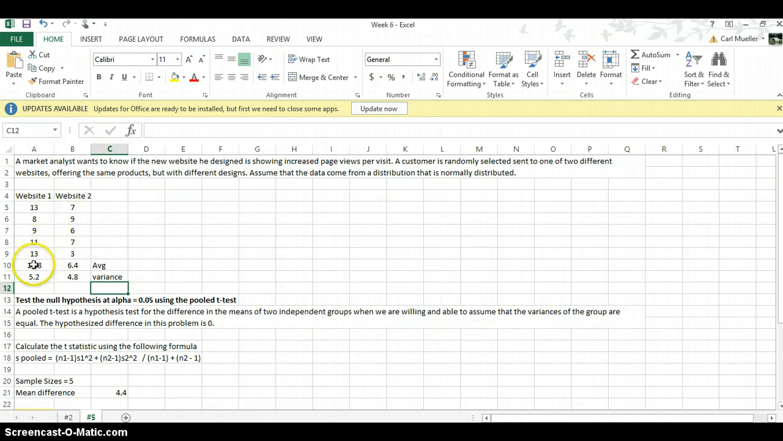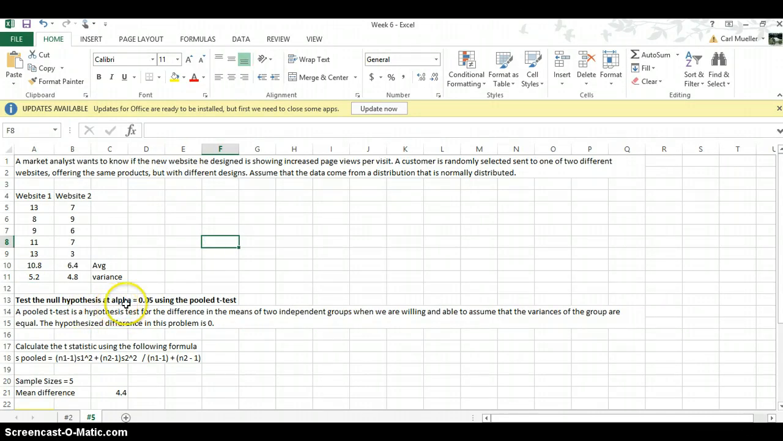So website 1, you can see it right here. Website 2, and you see our calculations that we've already begun in terms of the average, which is the mean, and the variance. And notice with Excel 2007, it's VAR.S because we're dealing with a sample, not a population. Excel 2010 can give you a population variance and a sample variance, but in this case, as stated in the problem, this is a sample.